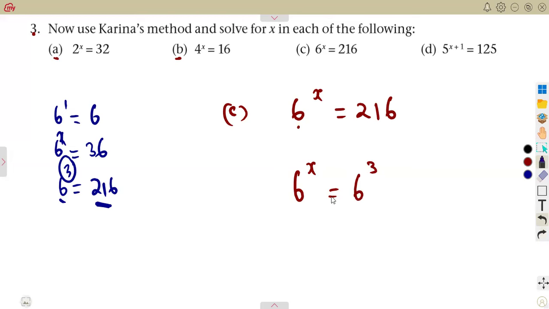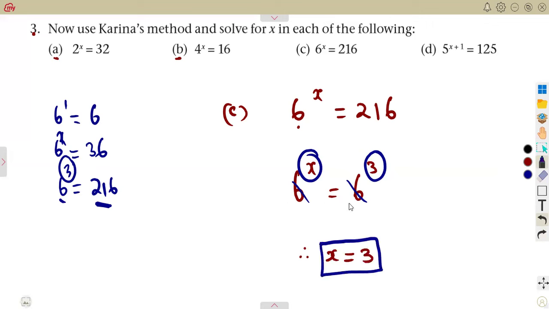Once these bases are the same, it means these exponents will be equal. So therefore, our x will be equal to 3. Once you see these bases are the same, the exponents must be the same also.